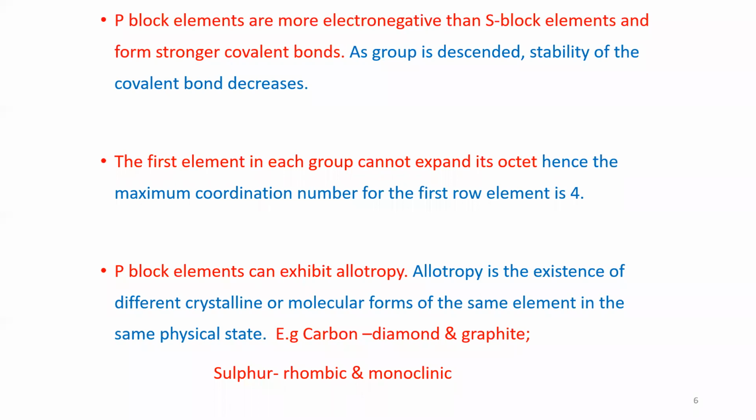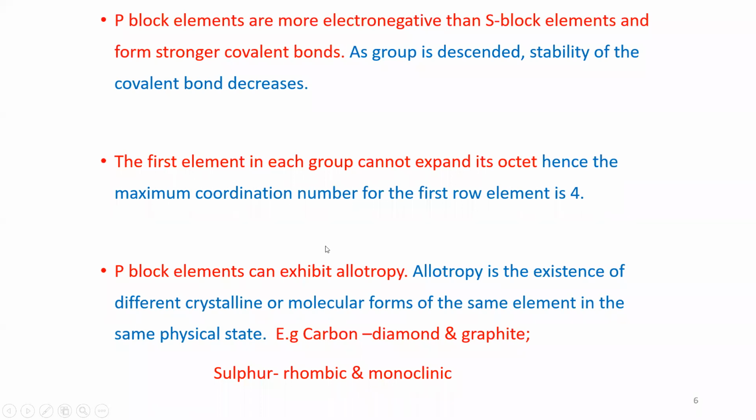Also, the first element in each of the group cannot expand its octet. And we see this in group 14. So because of this, the maximum coordination number for your group 14 is 4. But as we go down the group, because of the d electron, because most of the metalloids and metals, most of them are transition elements, they have d orbital. So because of the presence of the d orbital, they can expand their octet. But the elements higher, especially the first element, they can't expand their octet because of absence of d orbital.